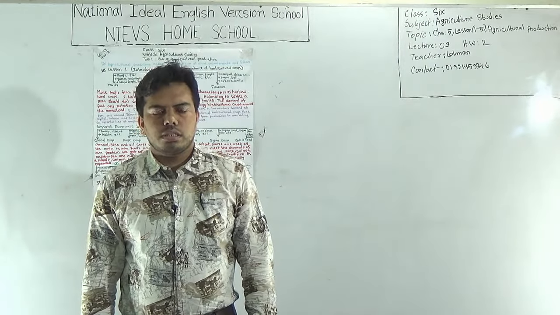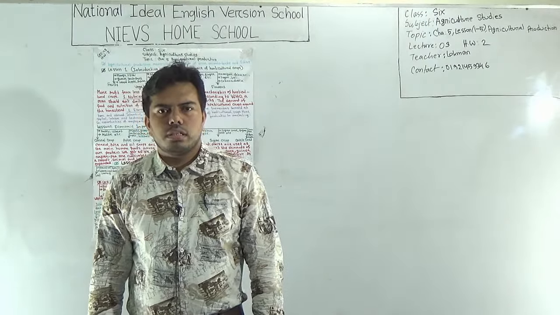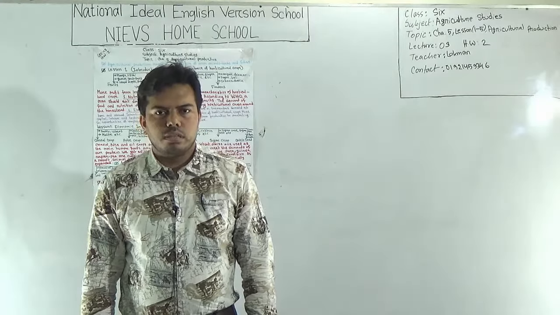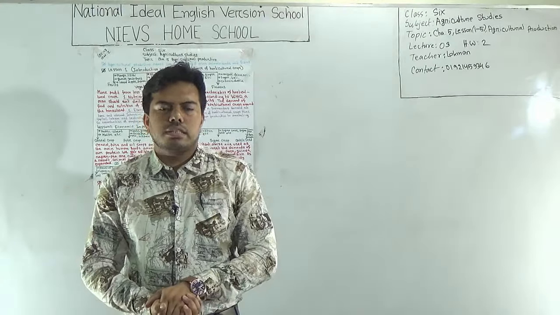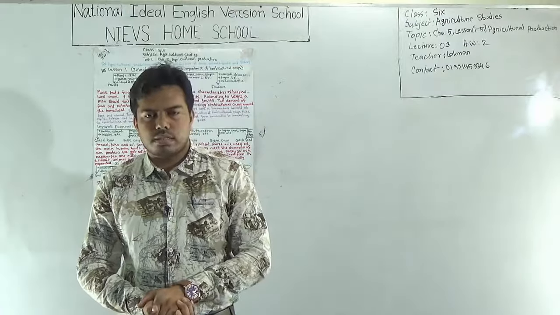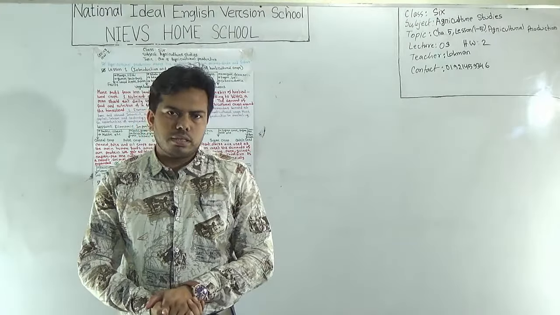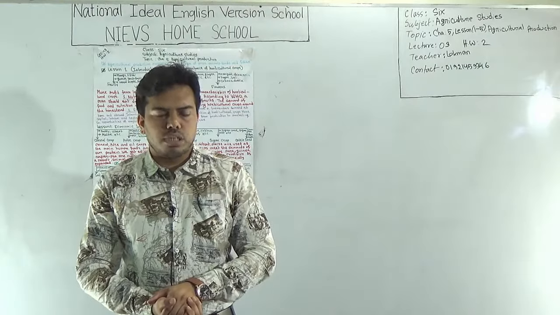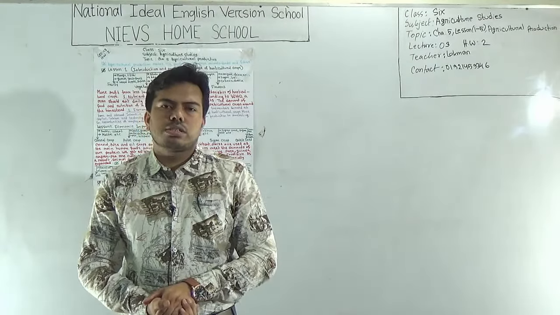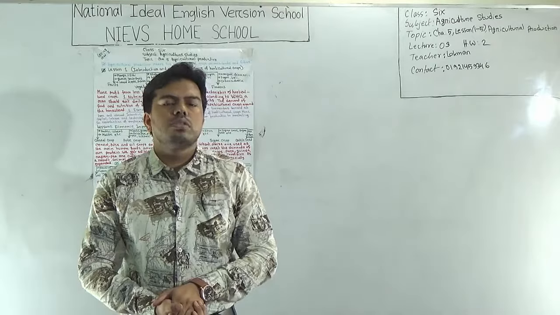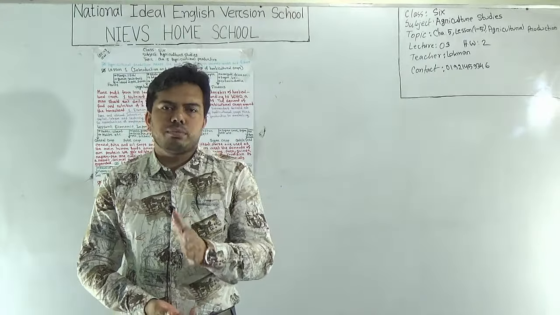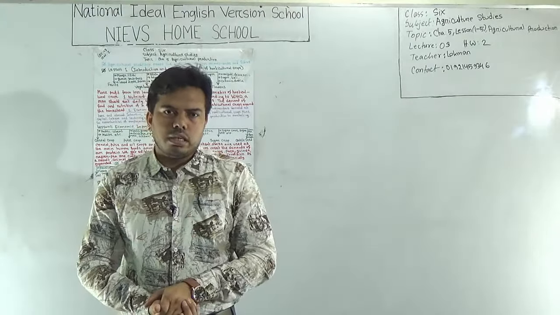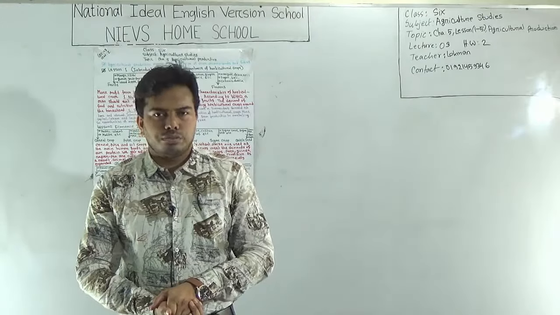This is Lokman, an assistant teacher of English, National Ideal English Version School. Now I am going to conduct an agricultural studies class for the students of class 6. Our today's topic is agricultural production. It has been taken from chapter 5. Our today's discussion covers lessons 1 to 5. If you have the book, please open it and go to lessons 1 to 5.